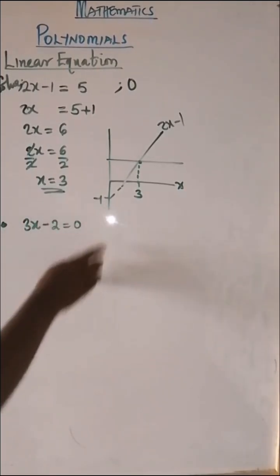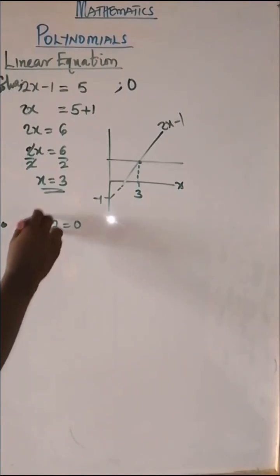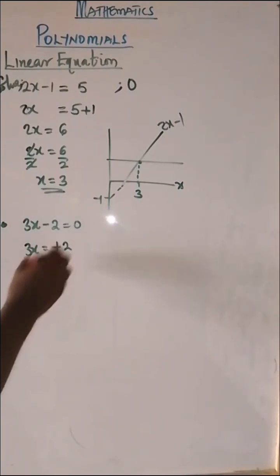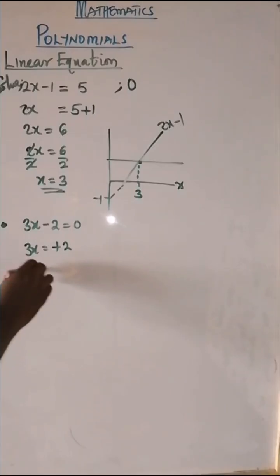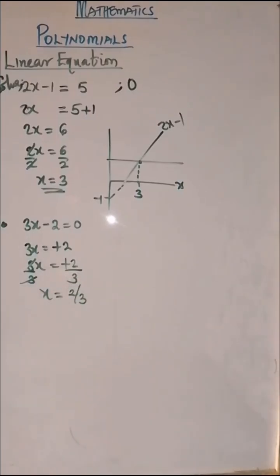So this minus 2 crosses over, so solution. You have 3x equals 2. When minus 2 crosses, it becomes plus 2. To get x, divide by 3, 3 over 3. So x equals 2 over 3. So it means if x equals 2 over 3, this whole expression becomes 0.